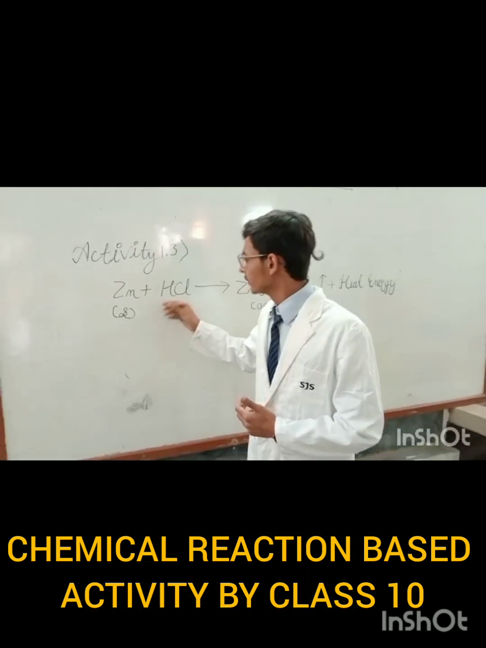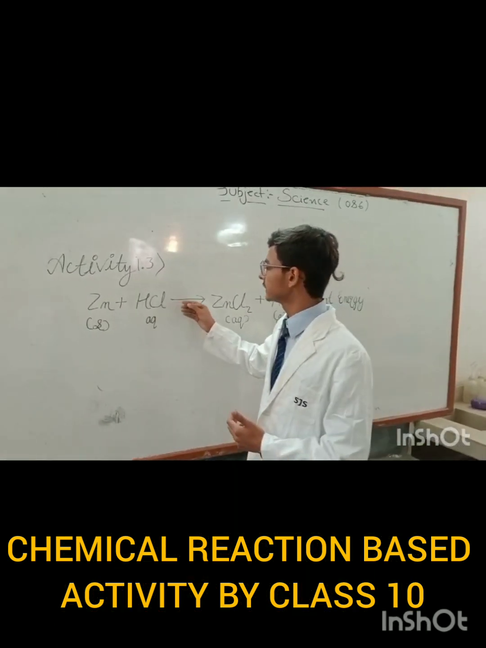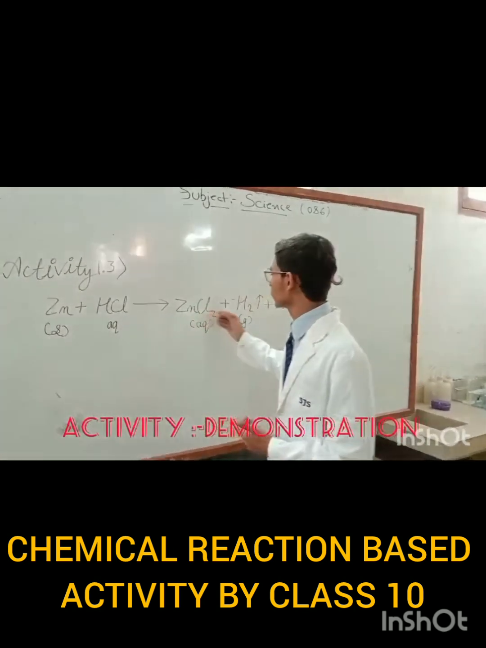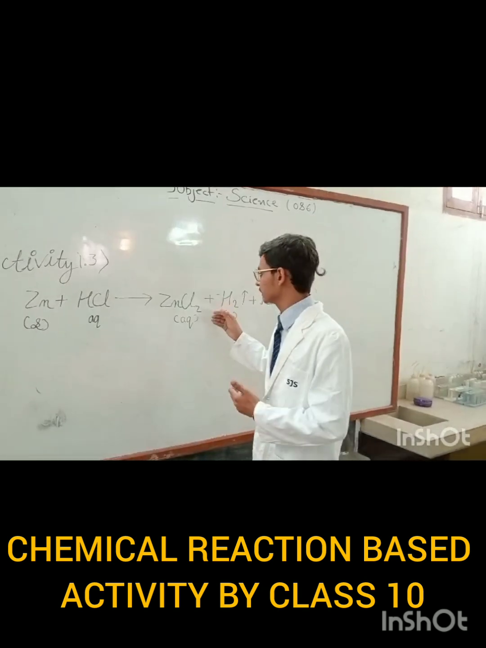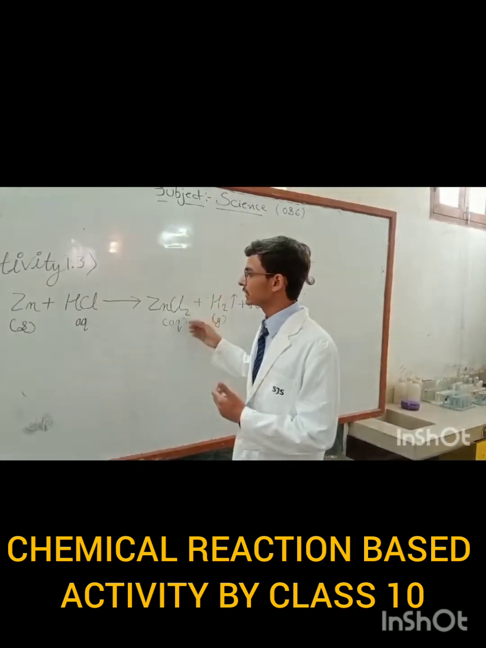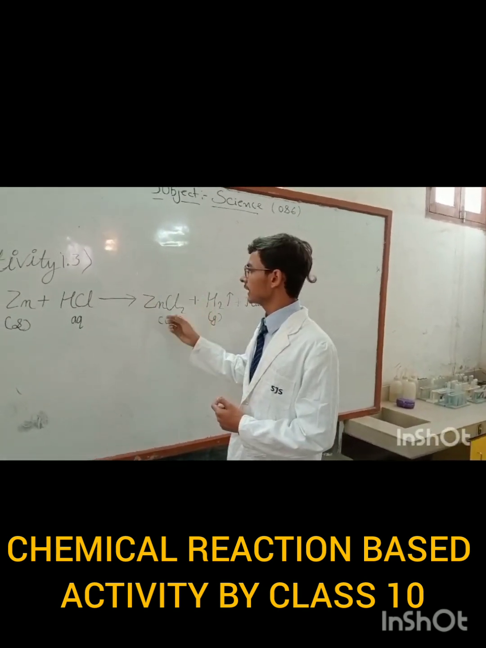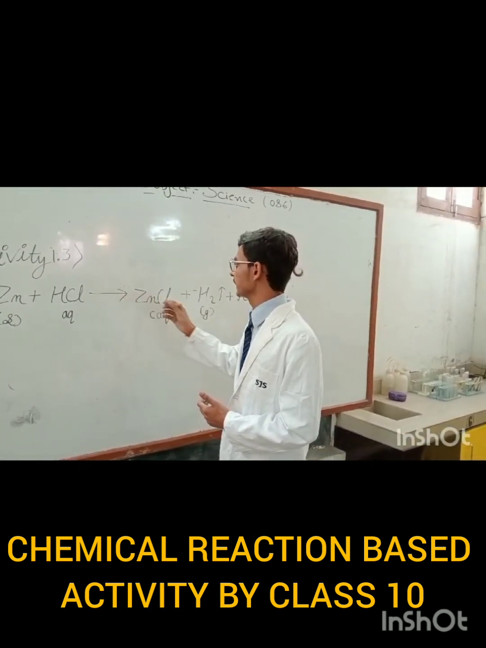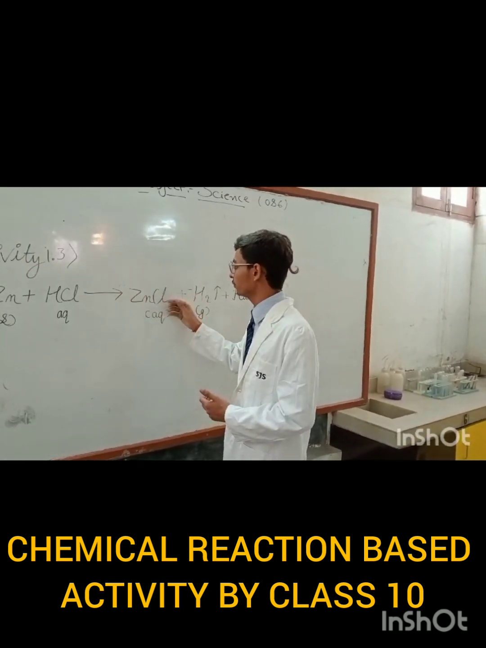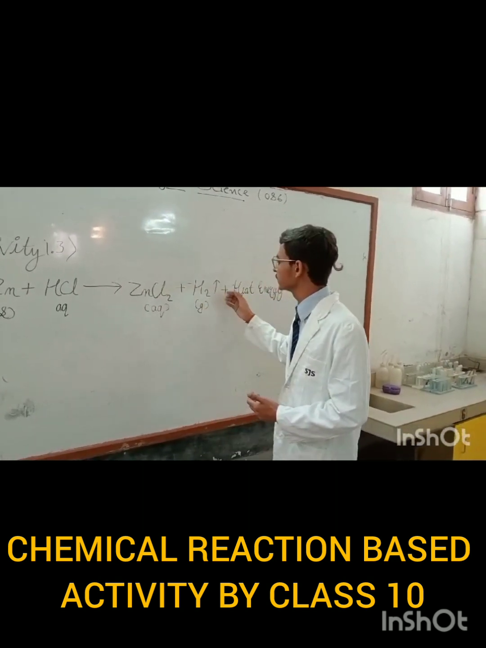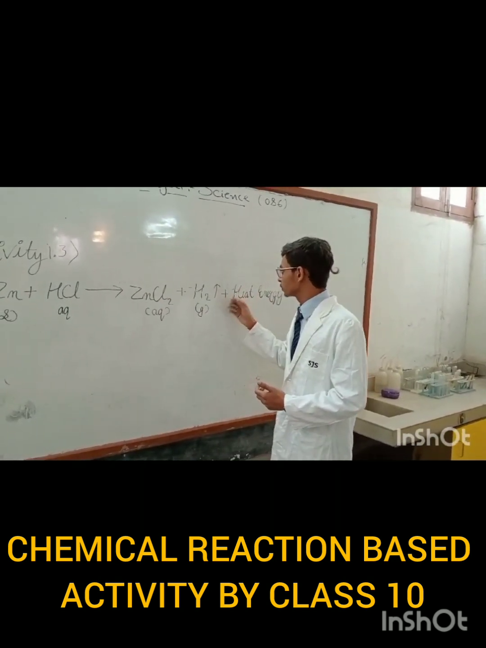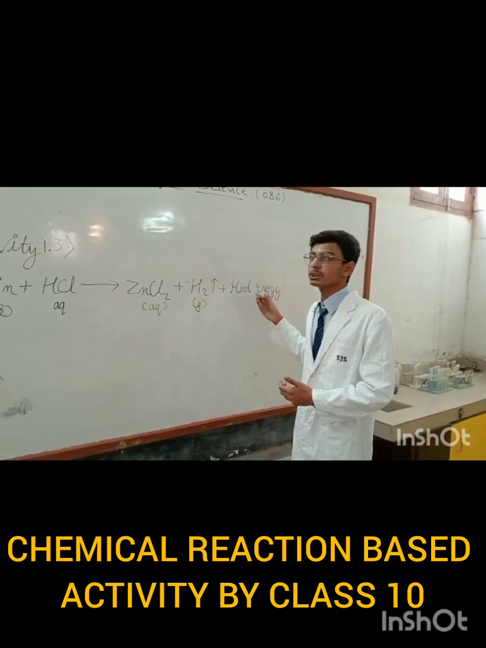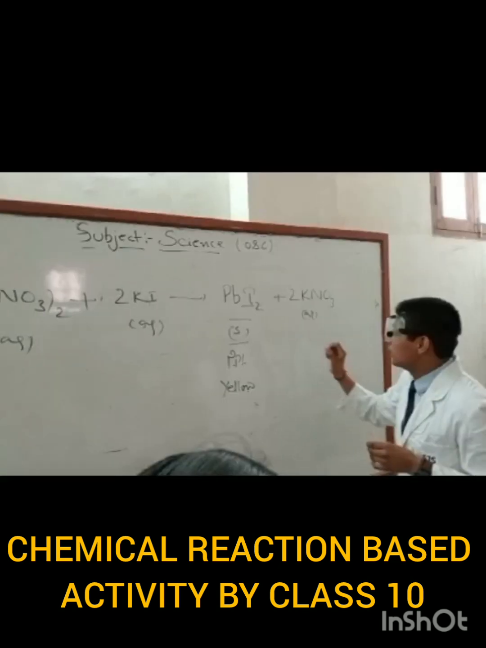Zinc is solid in nature. When we mix the zinc in HCl, which is liquid or aqueous, it forms zinc chloride, which is aqueous in nature. Here we see that hydrogen is displaced from its solution, hydrochloric acid, and a new solution of zinc chloride is formed, and hydrogen gas is evolved. A lot of heat is also evolved, so this type of reaction is called an exothermic reaction.